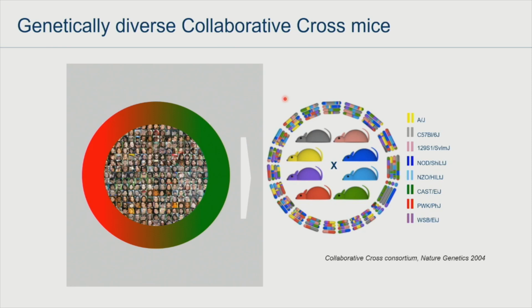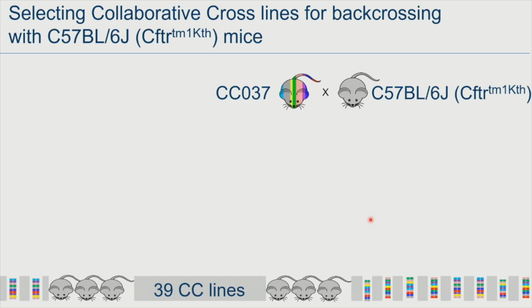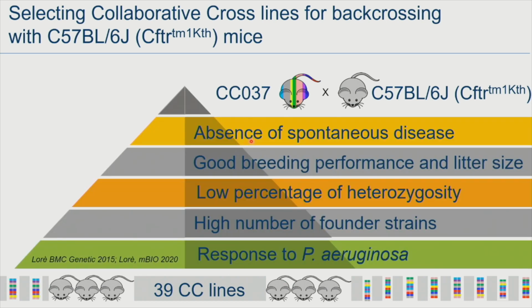Collaborative cross mice have been generated by the Collaborative Cross Consortium several years ago, by crossing 8 different inbred mouse strains and then inbreeding. So they are characterized by high allelic diversity and broad phenotypic variability. We started several years ago by screening 39 collaborative cross lines with the aim to select one line where we could introduce the delta F508 mutation in this genetic background. Our screening followed several criteria. For example, we screened all the lines for response to Pseudomonas aeruginosa. These results have been published by our group several years ago.